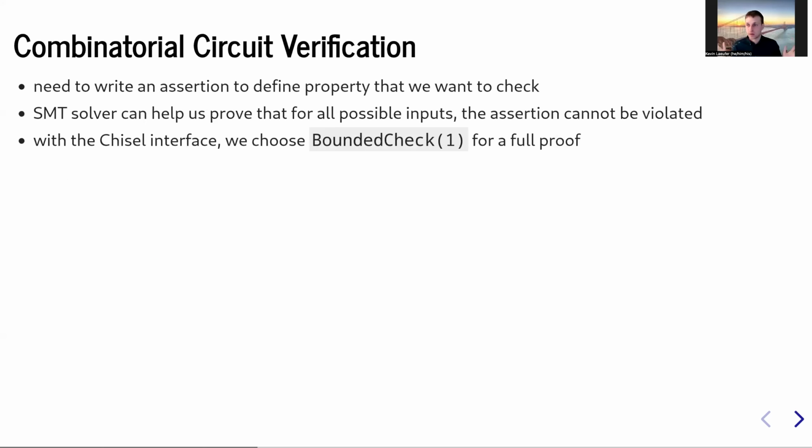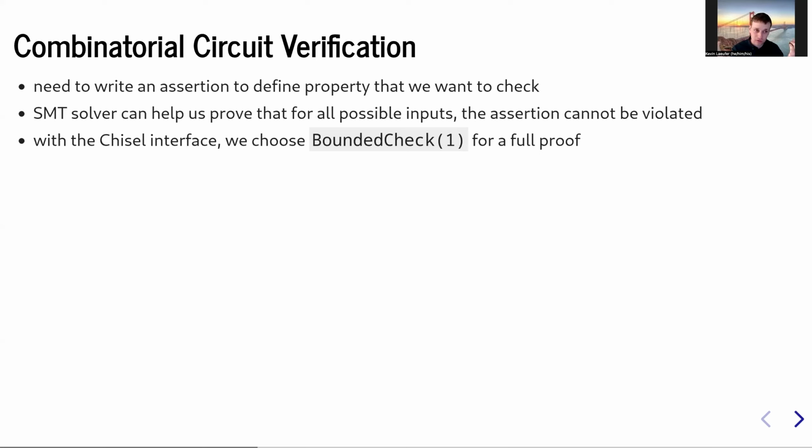So yeah, this is a recap just for the combinatorial circuit section. The important things to remember is, one, we always need to define an assertion as a property that we want to check. If you don't have an assertion in your circuit, there's nothing we can check, and it's just going to say everything is great because there's nothing to check. So you always need to have something that you check. The nice thing about the SMT solvers that we use in the backend is they will check that for all possible inputs, so for all possible values of A, this assertion can never be violated.